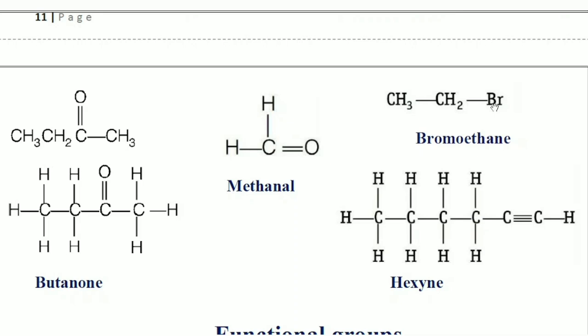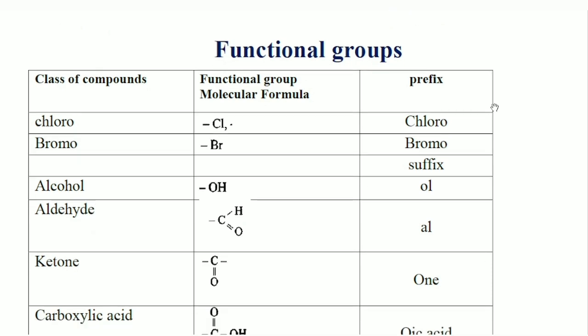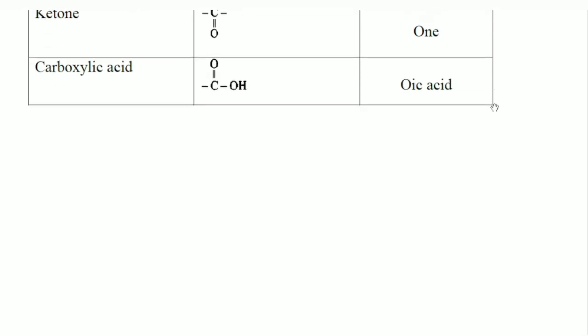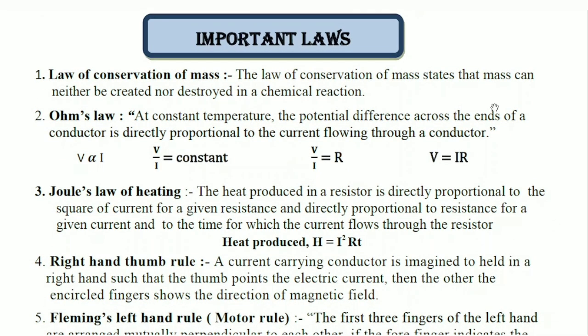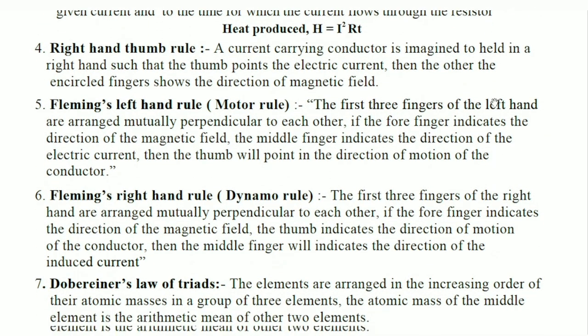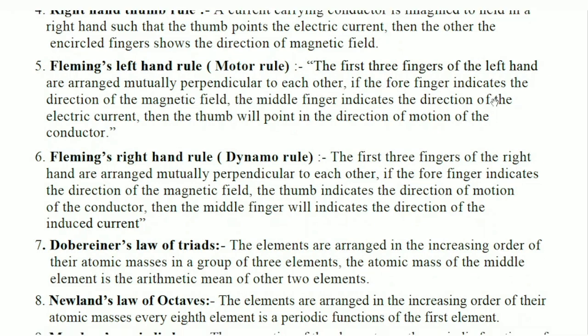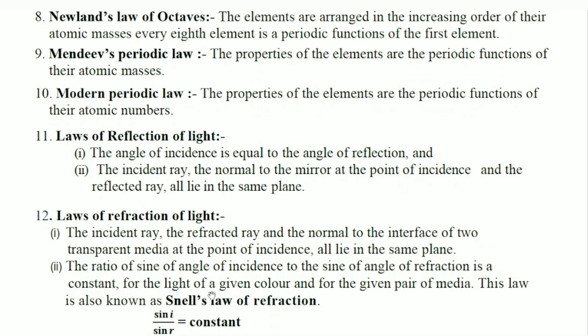Important laws from each chapter. See, I have given important laws from each chapter. So here: law of conservation of mass, Ohm's law, Joule's law of heating, right hand thumb rule, Fleming's left hand rule, Fleming's right hand rule, Dobereiner's law of triads, Newlands' law of octaves, Mendeleev's periodic law, modern periodic law, laws of reflection of light. There are 2 laws, Snell's law we call it, right? That is also there.